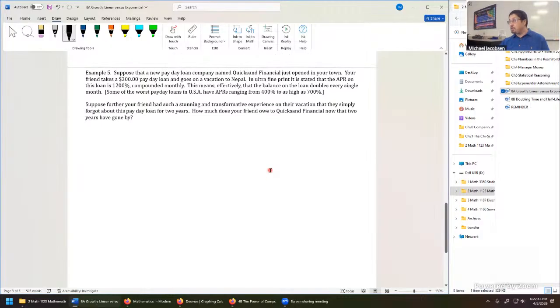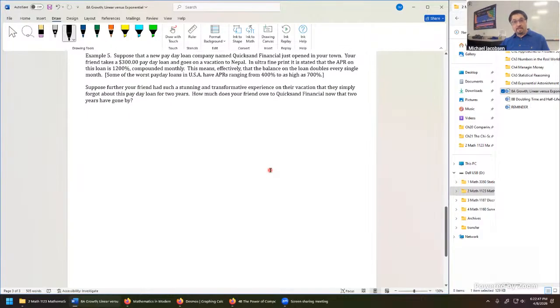So the scenario on this one, even though completely made up, is slightly realistic in a certain scary sense. It says, suppose that a new payday loan company named Quicksand Financial just opened up in your town. So probably somewhere on the corner of Winco or something along those lines. Your friend takes a $300 payday loan, goes on vacation to Nepal.